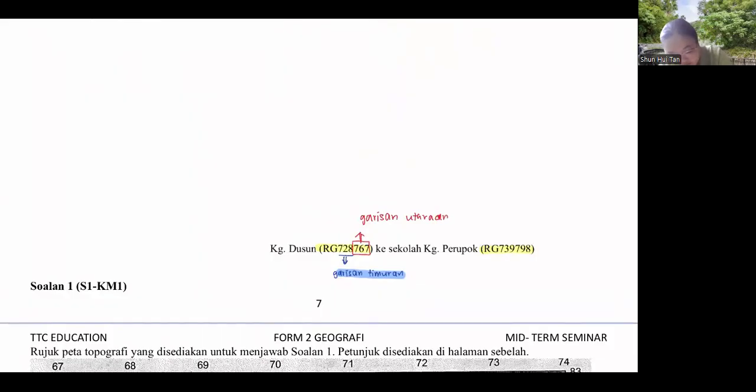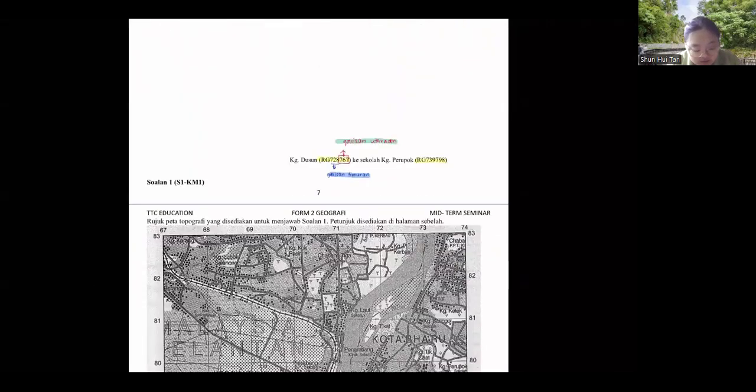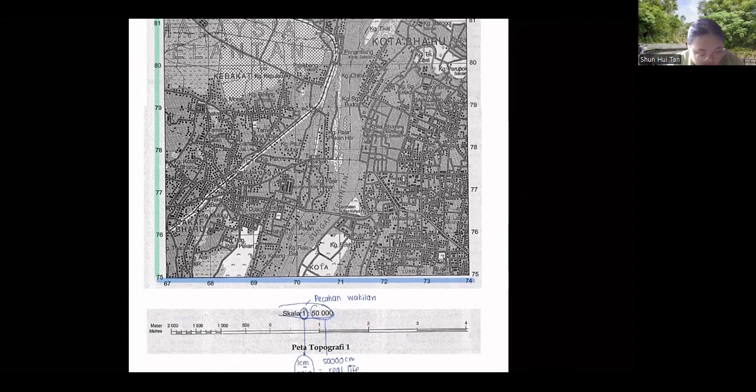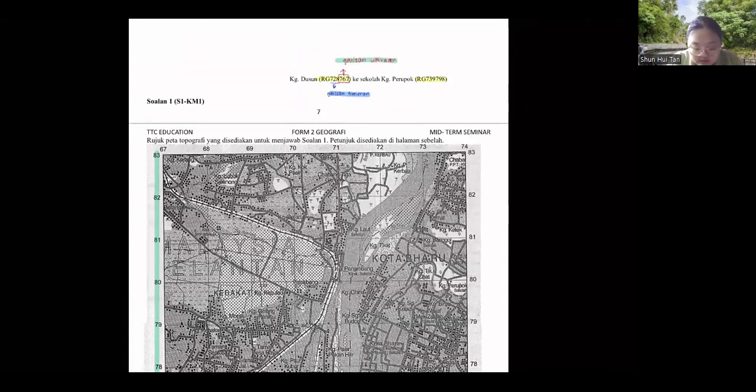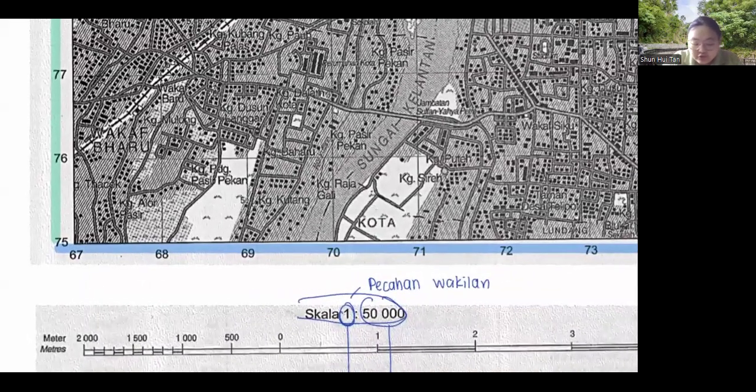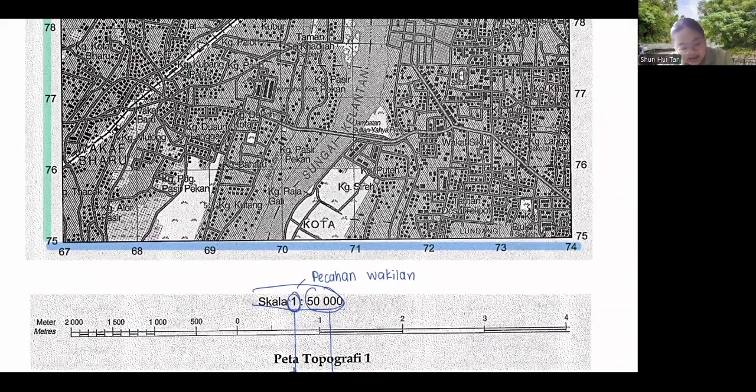You want to find the location. So this is garisan utaraan, where? Look at the number at the side. Find the number at the side. So here they tell you 728. 728 means 72.8. So you look at this line, they say 67, 68, 69, 70, 71, 72.